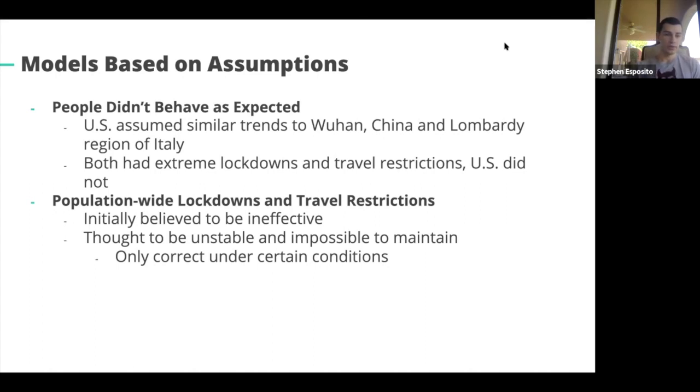So the first one is that the models early on were all based on assumptions. People didn't behave as they were expected to behave, because the US assumed that we would behave similarly to the people in Wuhan, China, and the Lombardy region of Italy, when in reality, both of them had extreme lockdowns and travel restrictions early on, and the US did not. And this concept of population-wide lockdowns and travel restrictions was initially believed to be ineffective. They were thought to be unstable and impossible to maintain, when in reality, this was proved to be only correct under certain conditions, that being it only works with some people some of the time.